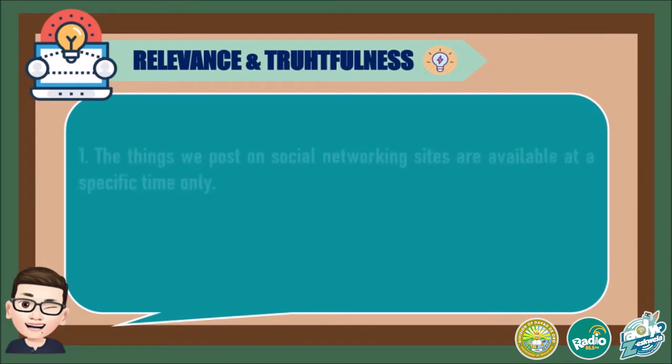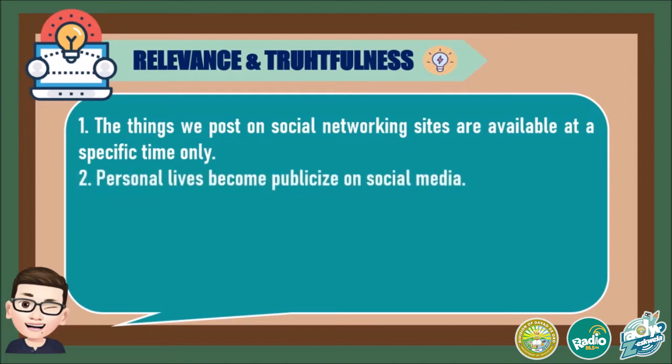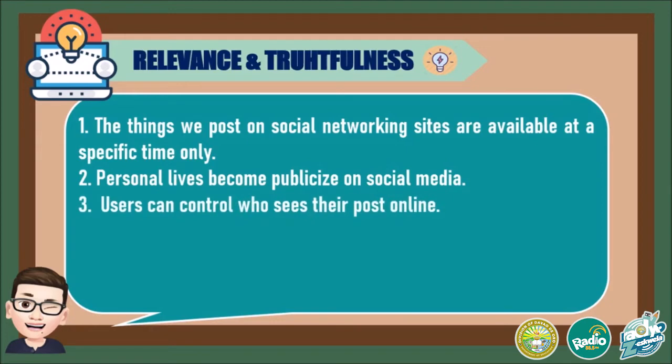Let's start. Number one, the things we post on social networking sites are available at a specific time only. The things we post on social networking sites are available at a specific time only. Number two, personal lives become publicized on social media. Personal lives become publicized on social media. Number three, users can control who sees their post online. Users can control who sees their post online.